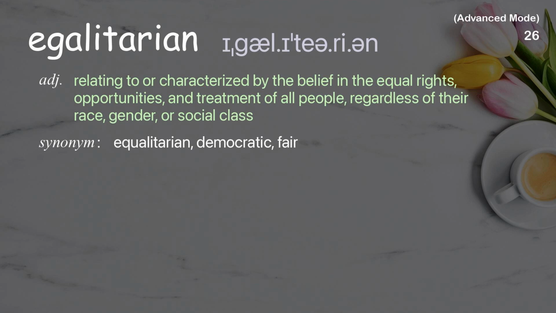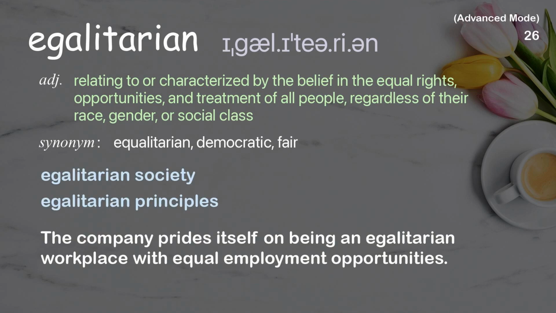Egalitarian. Relating to or characterized by the belief in the equal rights, opportunities, and treatment of all people, regardless of their race, gender, or social class. Examples: Egalitarian society. Egalitarian principles. The company prides itself on being an egalitarian workplace with equal employment opportunities.